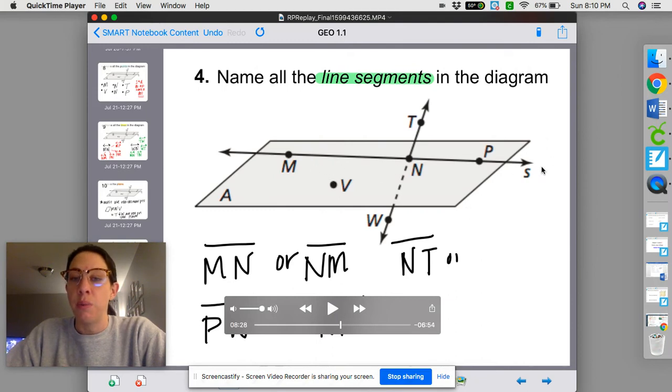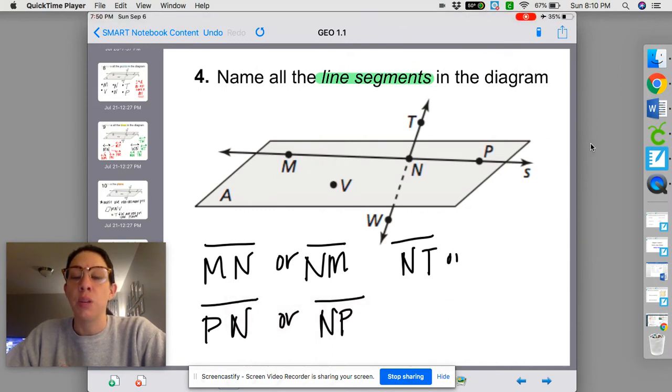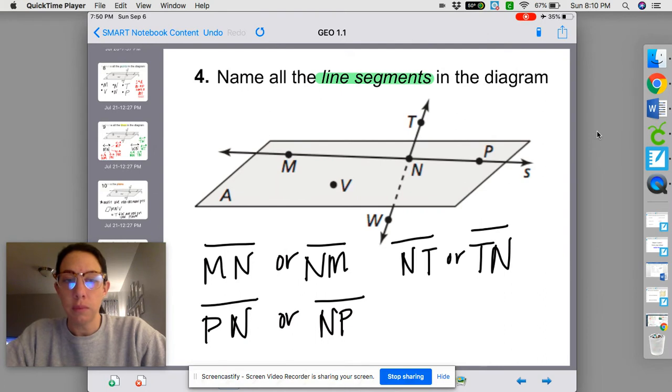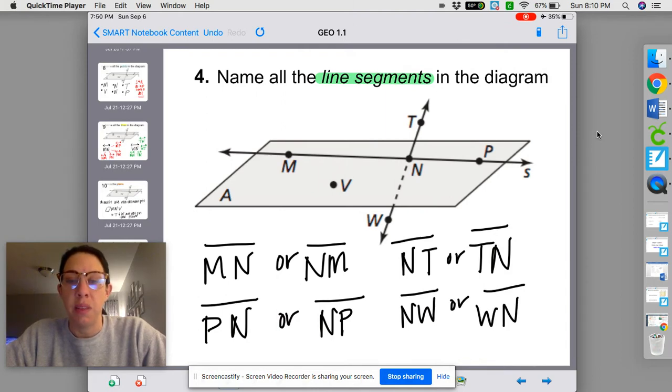So the endpoints are really crucial because if you change the endpoints, then you're changing the length of the segment, which results in a completely different segment. So yeah, NT or TN, segment NW or segment WN, those mean the same thing.